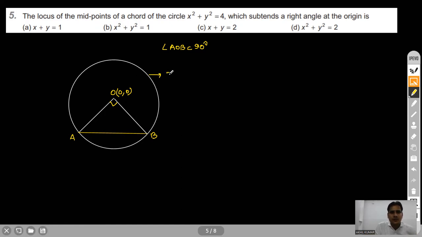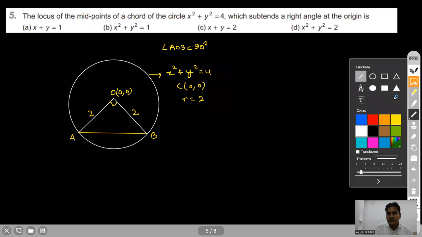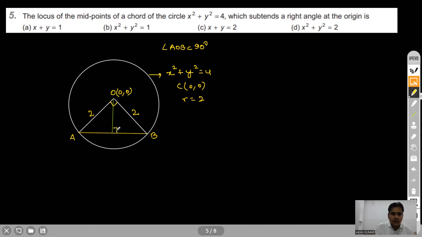And the equation of the circle is known to us. This is x square plus y square is equal to 4, which means the center is at the origin and the radius is equal to 2. So this AO will be equal to 2, and this OB will also be equal to 2, since this is the radius only. We have to do one more construction. I will drop a perpendicular from this O on this AB. So this will be 90 degree and this will bisect this AB. Let me name it as C. So this AC must be equal to CB.